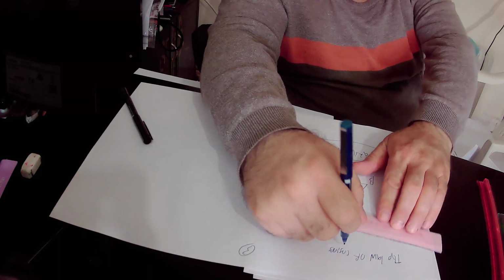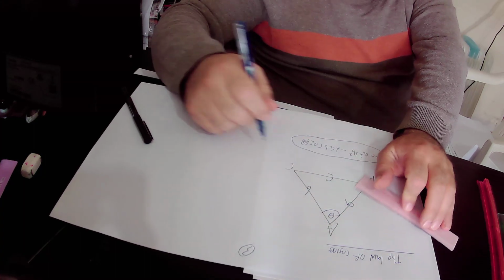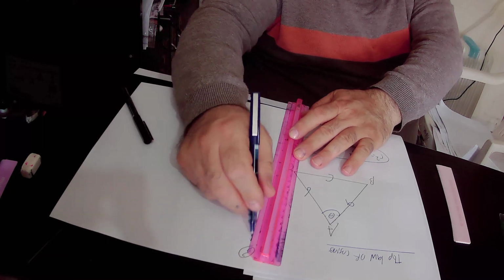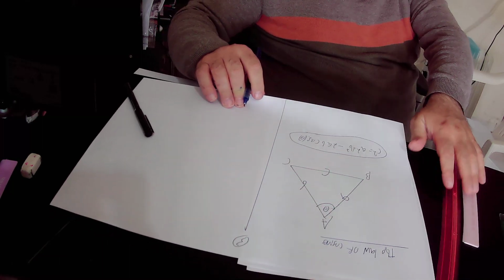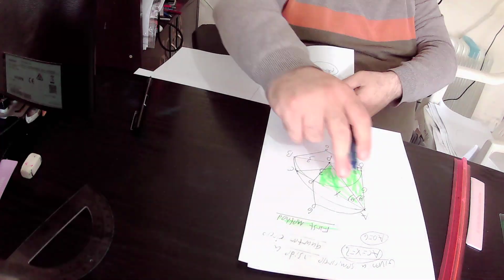Now we will implement the law of cosines in triangle AOC. So I'll copy triangle AOC onto this page, and we'll implement the law of cosines in it. This is triangle AOC.